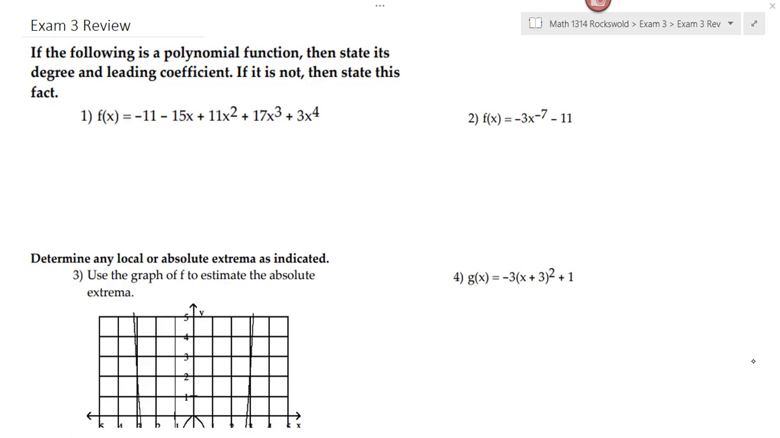Exam 3 review. I'm probably going to have to do this video in 2 parts, so this will be part 1. If the following is a polynomial function, then state its degree and leading coefficient. If it's not, then state that fact. Is this a polynomial function?